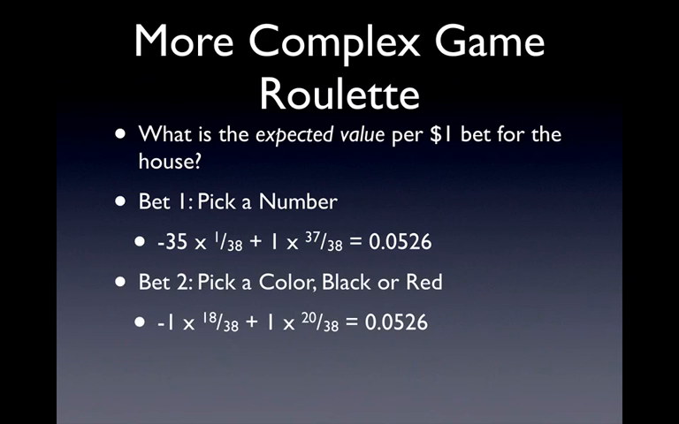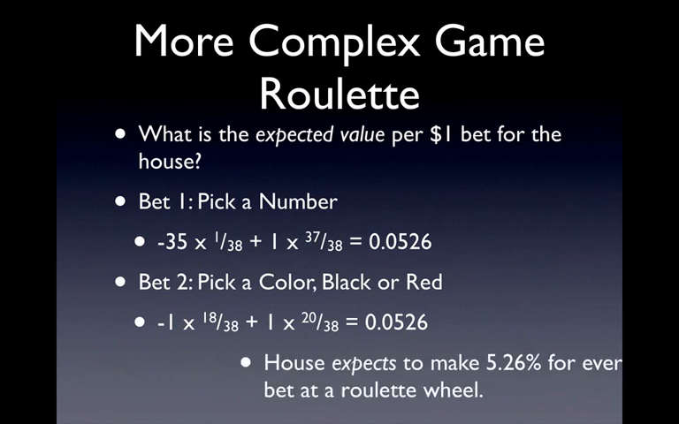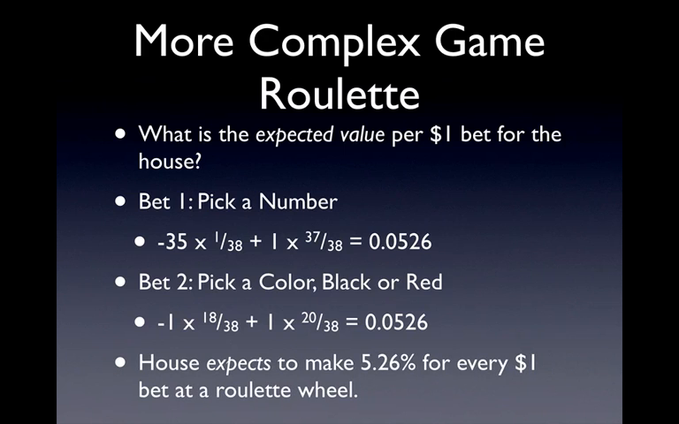For the second type of bet, the casino pays $1 18 out of 38 spins and keeps the dollar 20 out of 38 spins for the same 5 1/4 cent expected value. So on average, the casino can expect to make 5 1/4% for every bet at a roulette wheel.